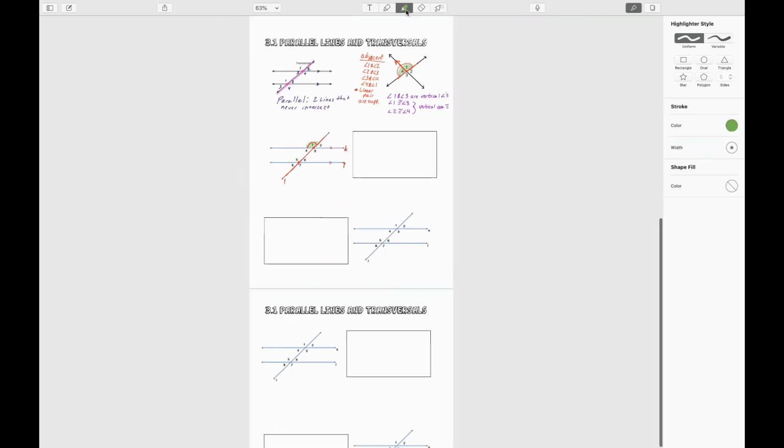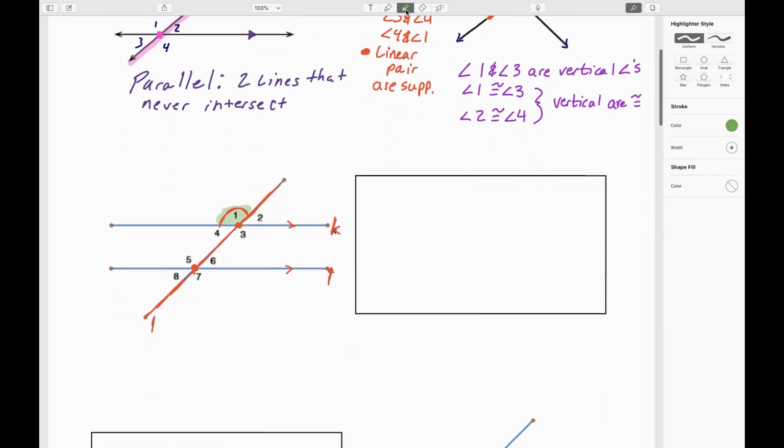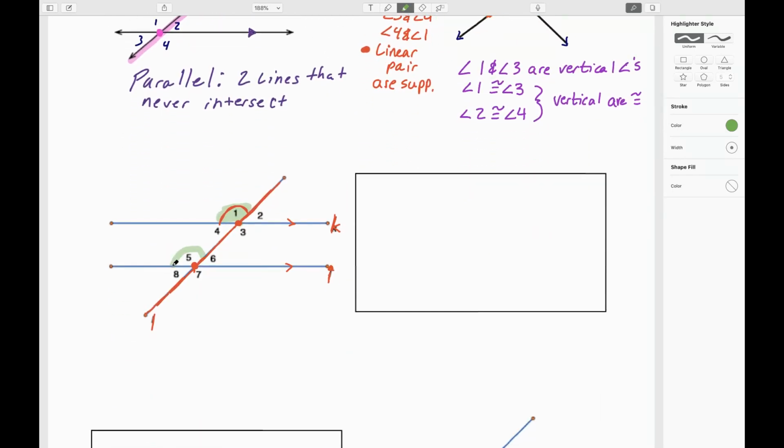So then we have this other angle, and we're going to notice that in relation to this bottom vertex and the transversal, it is also on the upper left. We would call that corresponding. So in relation to the vertex, they are both on the upper left. One is in relation to the top vertex and parallel line, and the other in relation to the bottom vertex and parallel line. Okay? And so we call that corresponding.